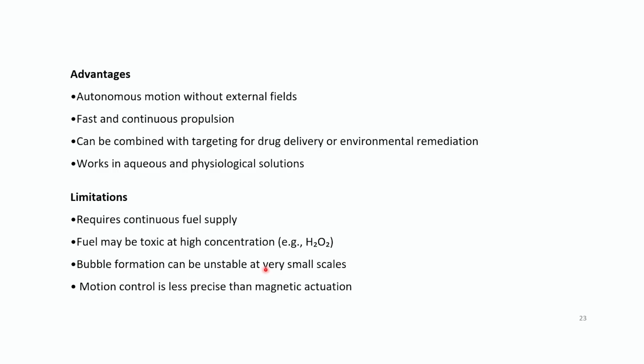Then bubble formation can be unstable at very small scales, so you need to control that. Then motion control is less precise than magnetic actuation. Obviously you cannot control the direction and navigation with this bubble propulsion mechanism, because bubbles come out from all directions, and that is a spontaneous production of bubbles. So you cannot control the motion very precisely. You cannot steer in any particular direction. That is not possible with this chemical propulsion.